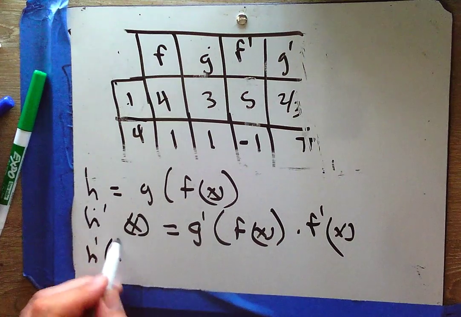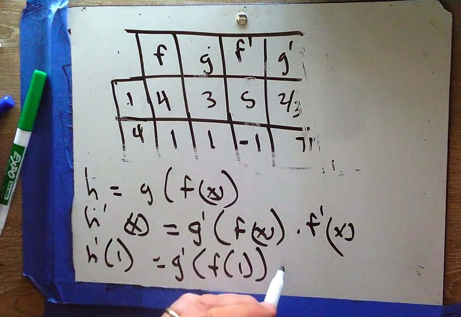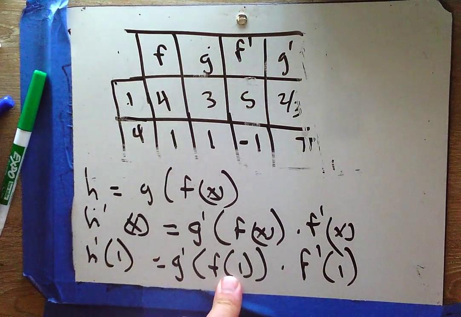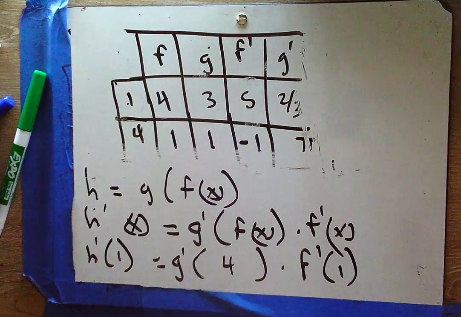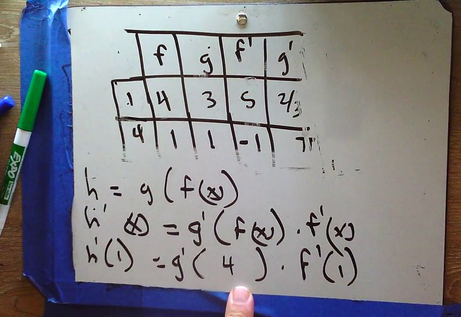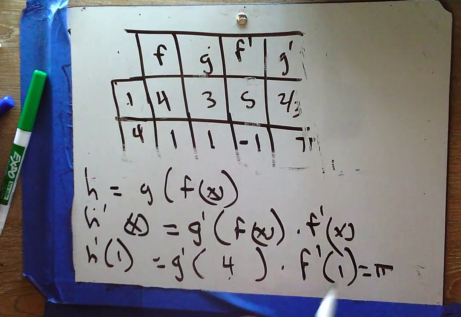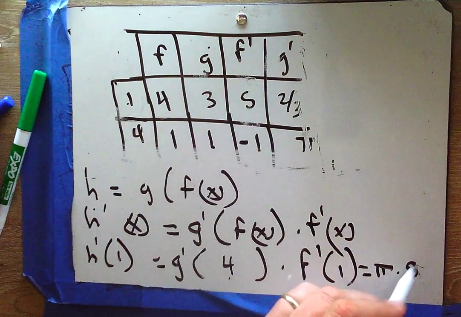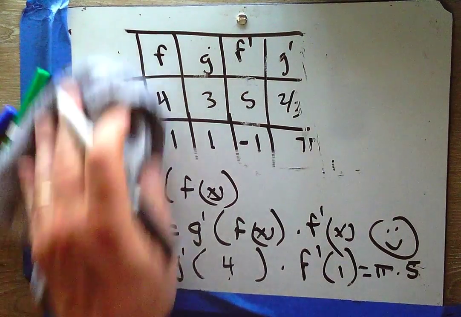If I want h prime of 1, then I need g prime of f of 1 times f prime of 1. What's f of 1? F of 1 is 4. So I can replace this with a 4. G prime of 4? G prime of 4 is pi. And f prime of 1? F prime of 1 is pi. Ta-da! We now know what h prime of 1 is. From a table, no less.